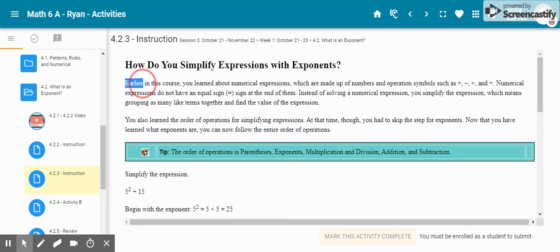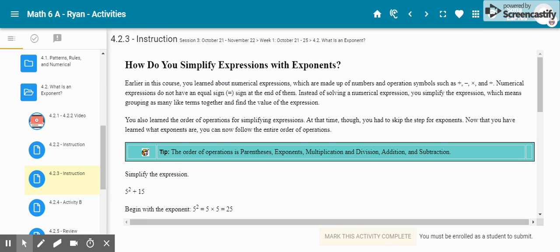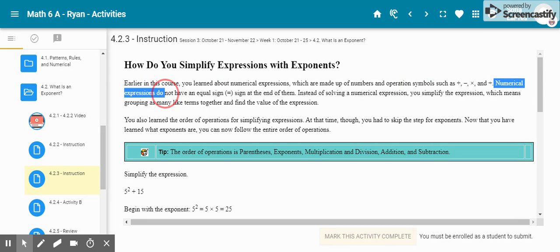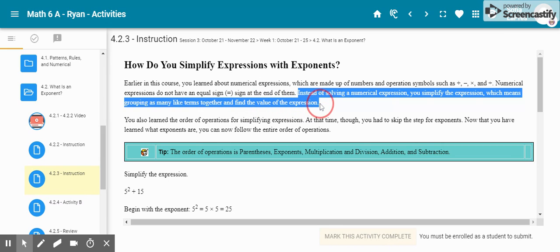Earlier in this course, you learned about numerical expressions, which are made up of numbers and operation symbols, such as these, the symbol for addition, subtraction, multiplication, and division. Numerical expressions do not have an equal sign at the end of them. Instead of solving a numerical expression, you simplify the expression, which means grouping as many like terms together and finding the value of the expression.